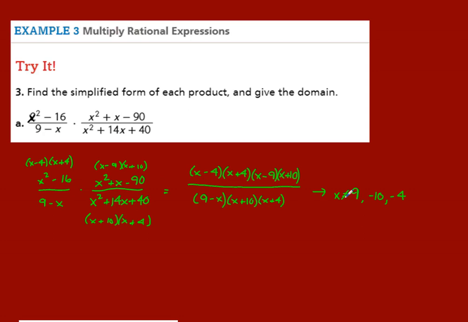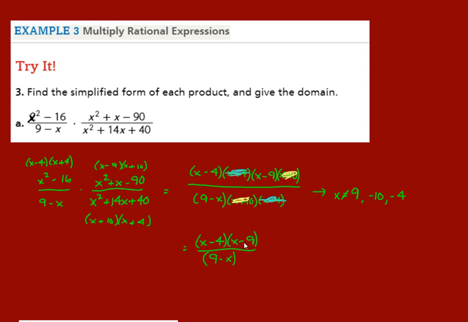We're going to remove some of these zeros, some of these asymptotes by canceling. But what I notice right now is I have an x plus 4 and an x plus 4 that can go away. Let me do that differently. These two can go away. Also, the x plus 10 and the x plus 10 can go away. So right now what I'm left with is x minus 4 times x minus 9 all over 9 minus x.